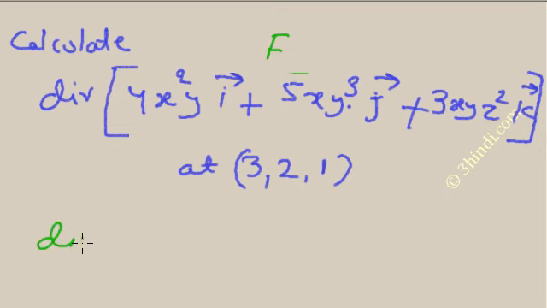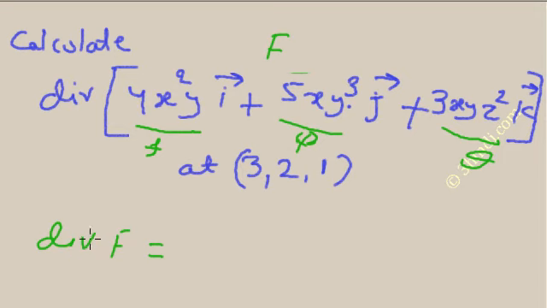So divergence of f: first, find out the first function. This is the first function f. This is another function, the coefficient of j. You can treat it as phi. And this is the third function, which is the coefficient of k. You can write it as theta.